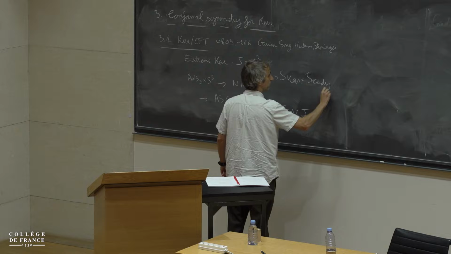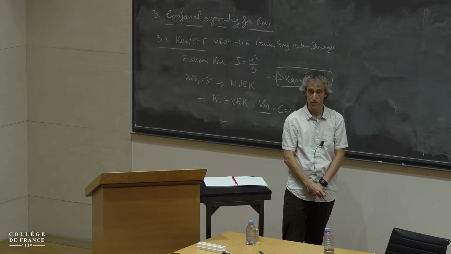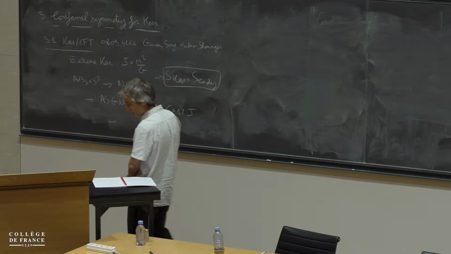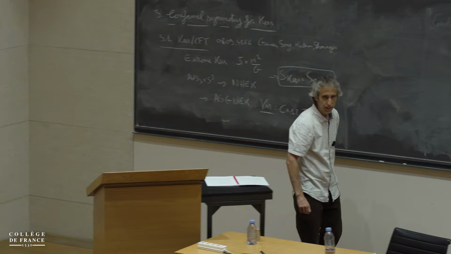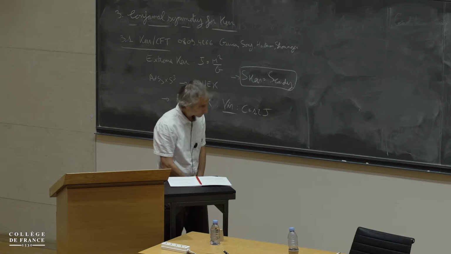A bit the same way that it was done for BTZ or for higher dimensional black holes with AdS3 near horizon geometry. So that's one evidence. Somehow, the near horizon geometry of Kerr has a chiral conformal symmetry, and this allows to account for the entropy of the extremal Kerr geometry. Question? Yes.